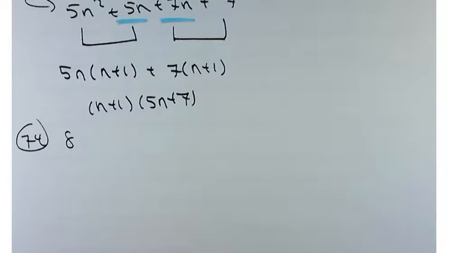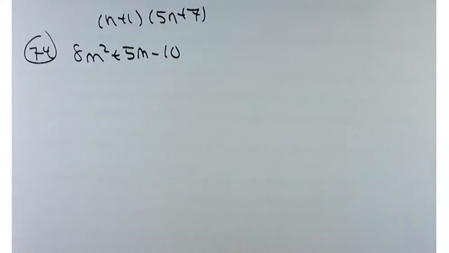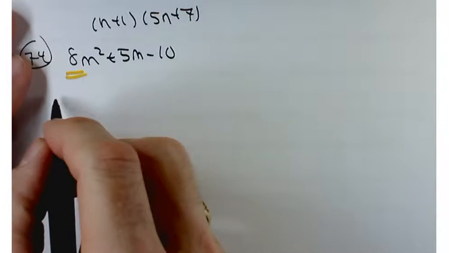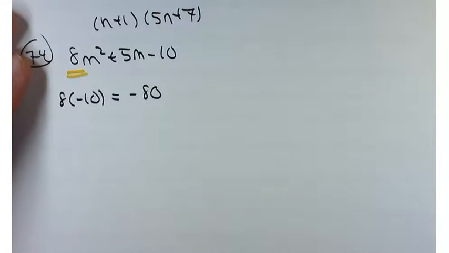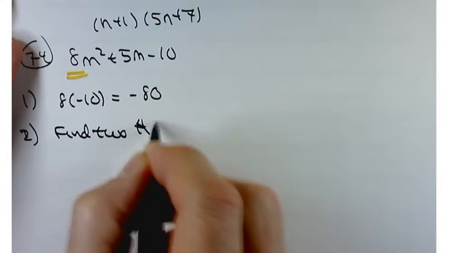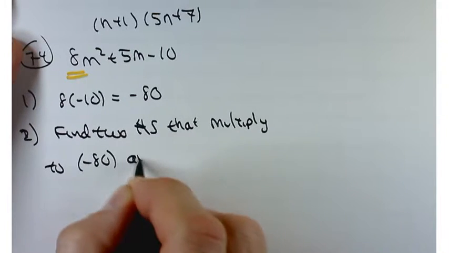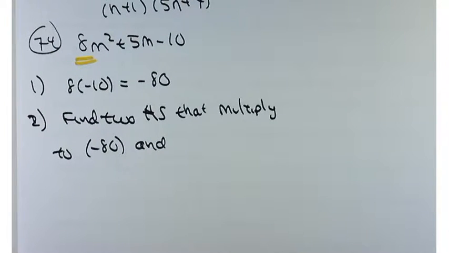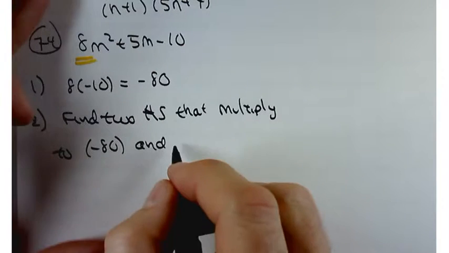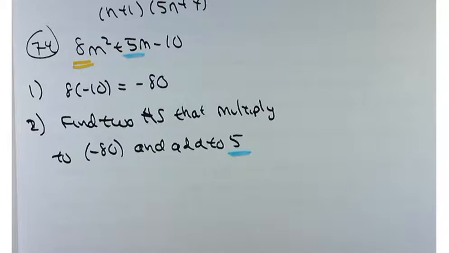8m squared plus 5m minus 10. Again, because this number is different than 1, we're going to start out with multiplying the outside two numbers. 8 times negative 10 is negative 80. So that's the first step. Second step is to find two numbers that multiply to negative 80. What do these two numbers have to add to, Sydney? Have to add to 5. Good. So add to 5 and multiply to negative 80.